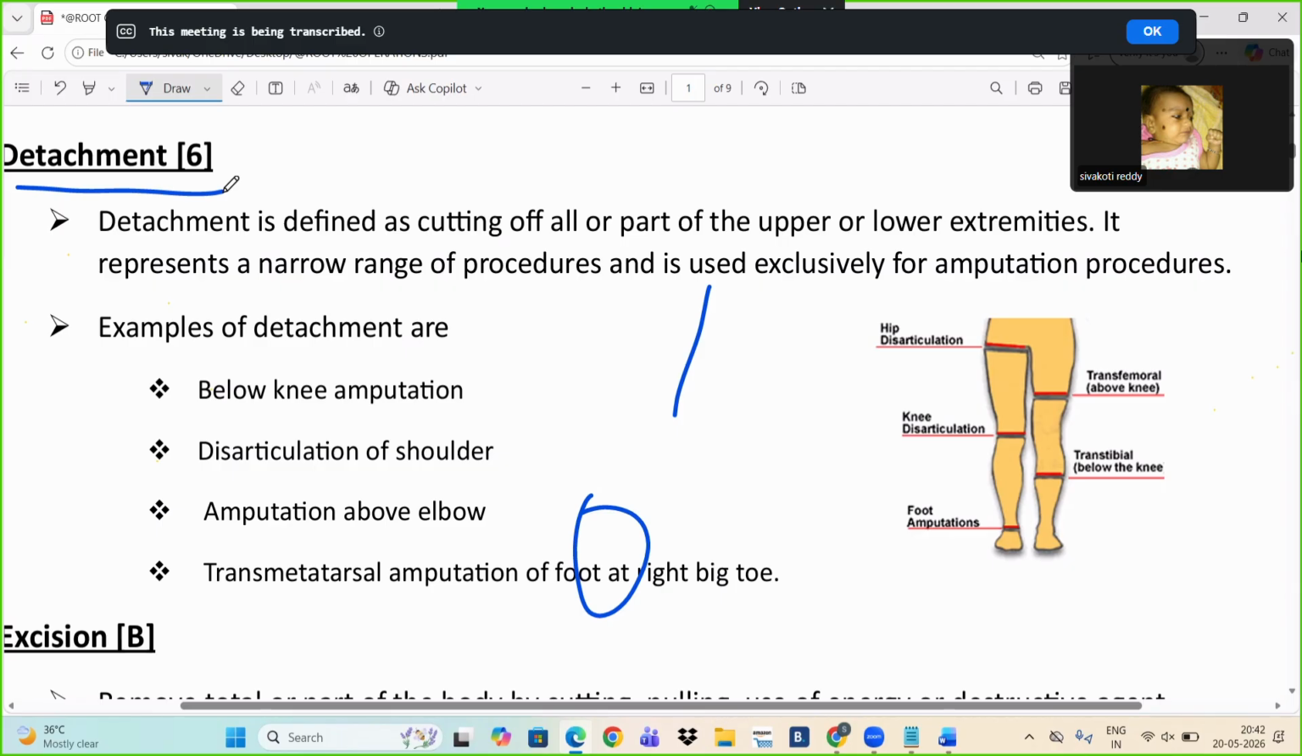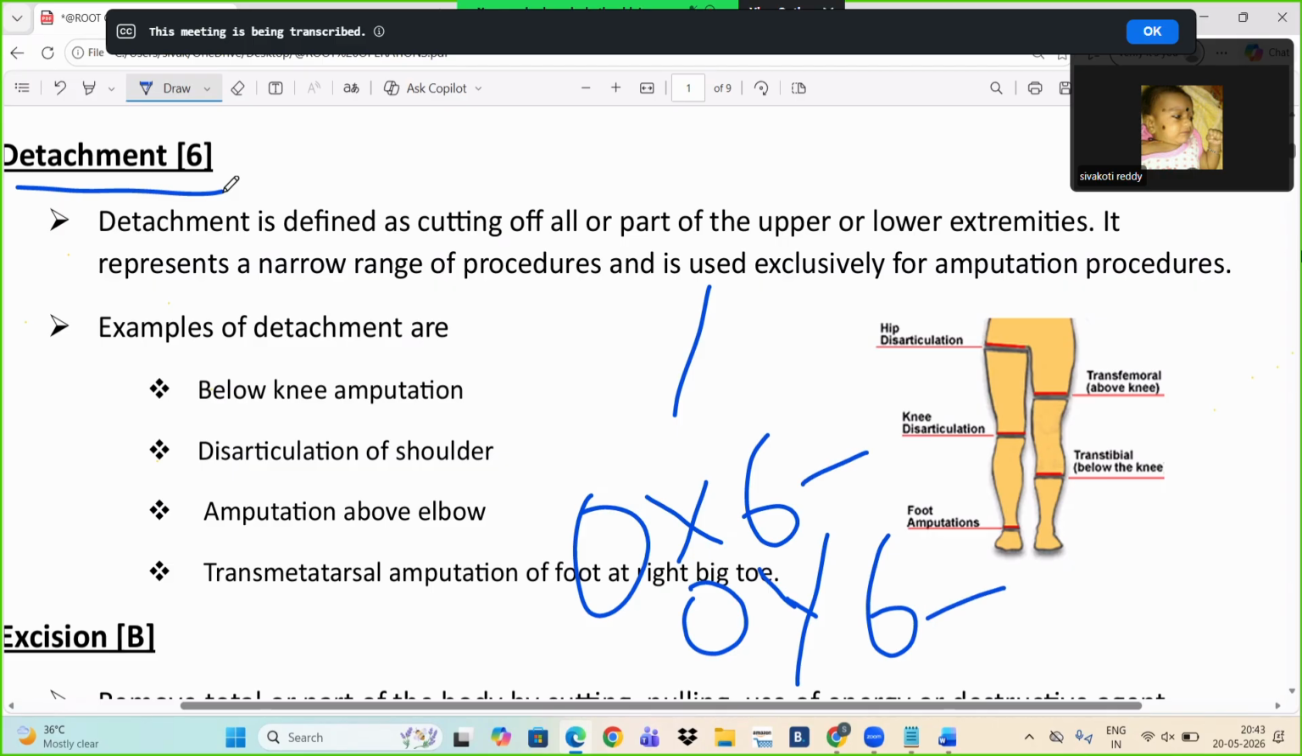When you get an amputation procedure in the document, the root operation should be detachment. We have only two body systems related to detachment, guys: 0X6 and 0Y6. Upper extremities and lower extremities. Only two body system related procedures you will get in detachment. Like this only your procedure starts. 0X6, note down, upper extremities; 0Y6, lower extremities.